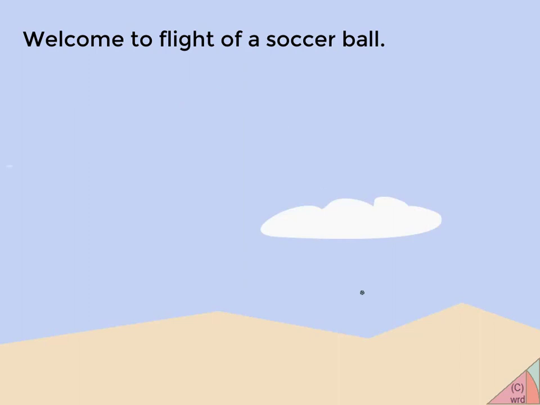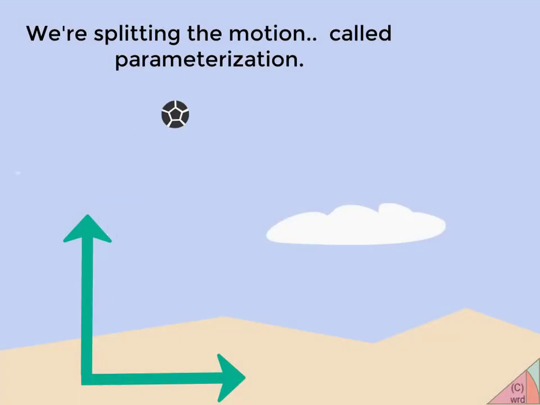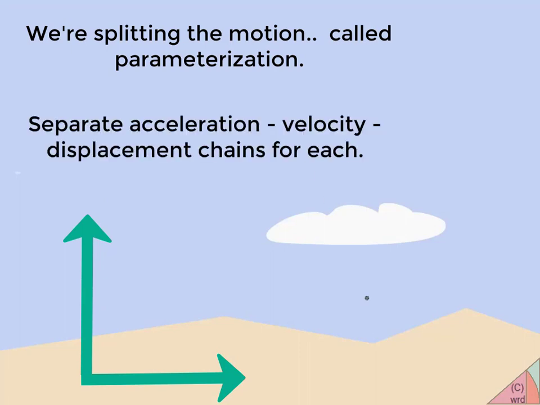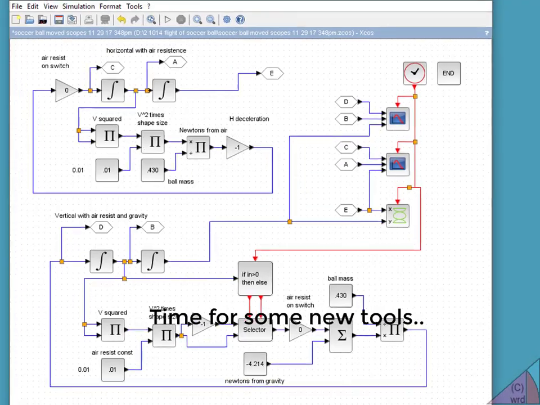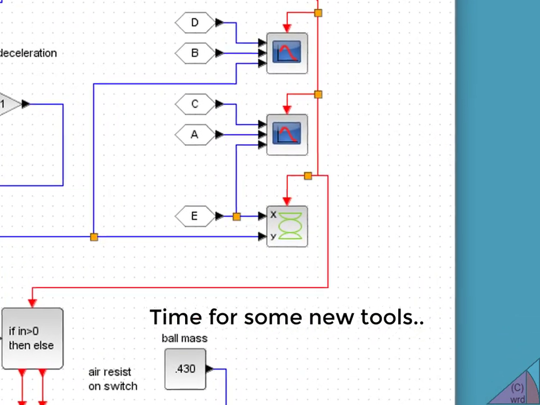Welcome to episode 12, Flight of the Soccer Ball. To model soccer ball flight, we will separately figure vertical motion, that includes gravity, and horizontal motion, that doesn't include gravity. We introduce two model tools that are new to us.